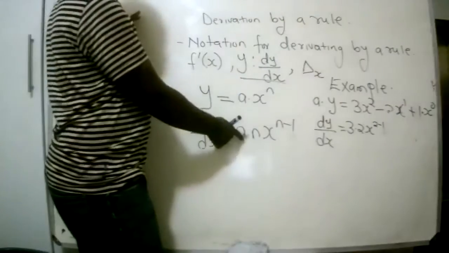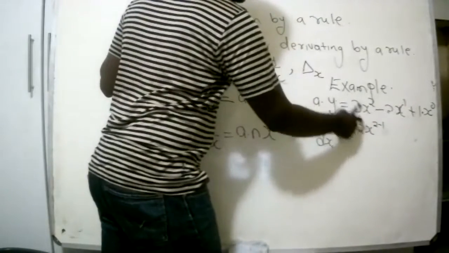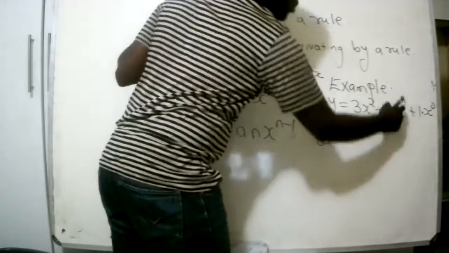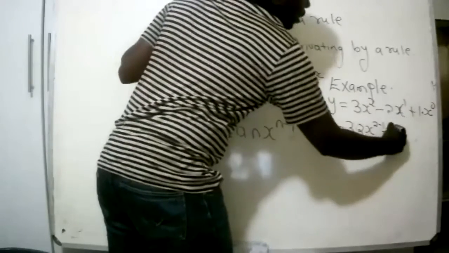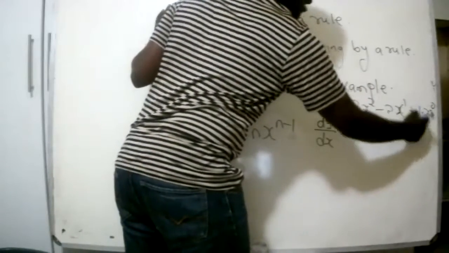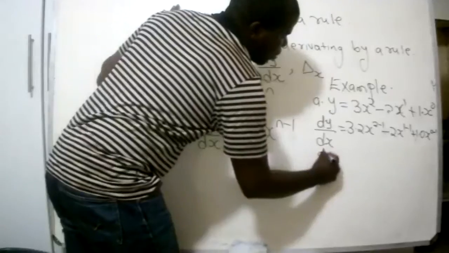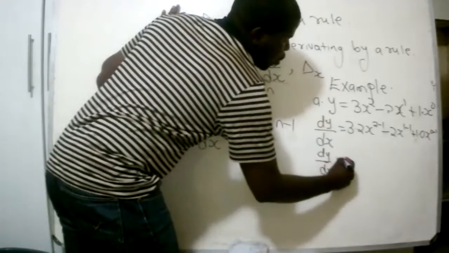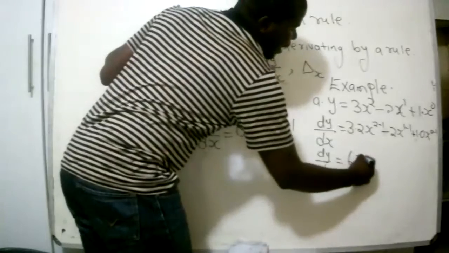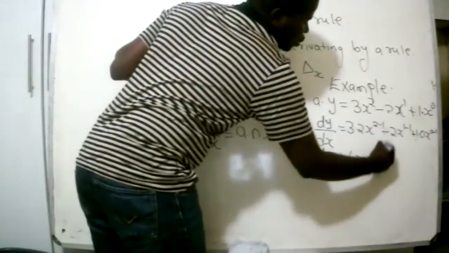That is this principle, the derivation by a rule. So it's 3 multiplied by 2, x to the power of 2 minus 1. Same thing we must do here. 1 multiplied by 2 is going to give us 2, and then we subtract 1 on the exponent. We're going to have x to the power of 1 minus 1. Again, we apply the same principle there: 1 multiplied by 0, x to the power of 0 minus 1. Then we simplify. When we simplify, what do we get? We get dy over dx, which is equal to 6x. 2 minus 1 is 1. So you can just write 6x minus 2.